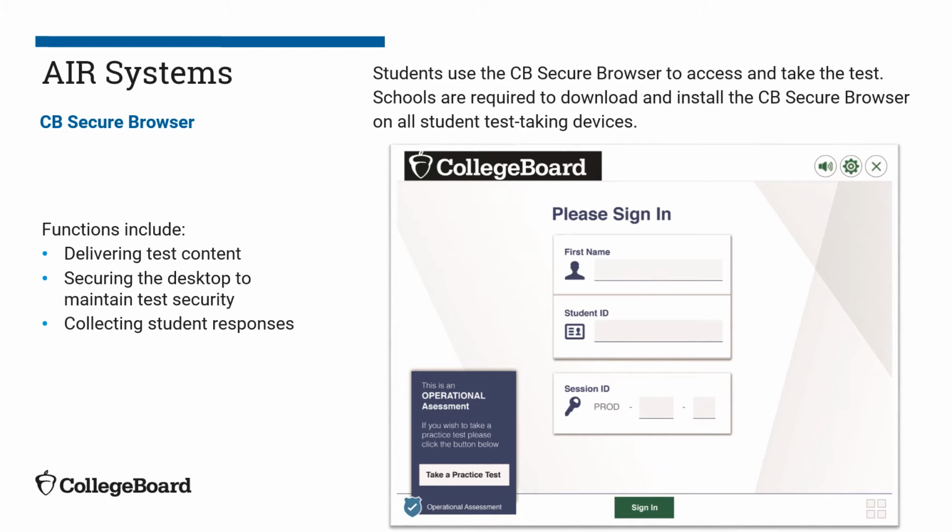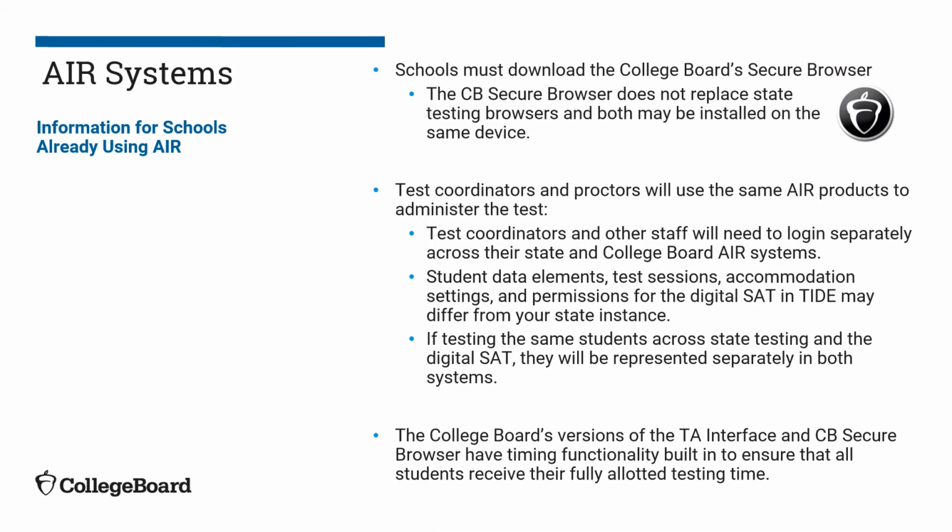Students use the CB Secure Browser to access and take the test. Schools are required to download and install the CB Secure Browser on all student test-taking devices. Functions include delivering test content, securing the desktop to maintain test security, collecting student responses. Schools already using AIR for other assessments must download the College Board's secure browser. The CB Secure Browser does not replace state testing browsers, and both may be installed on the same device.